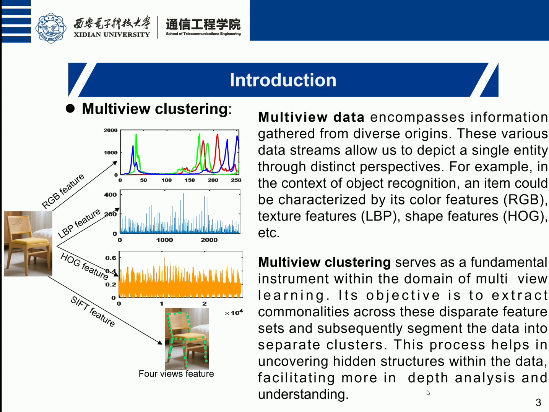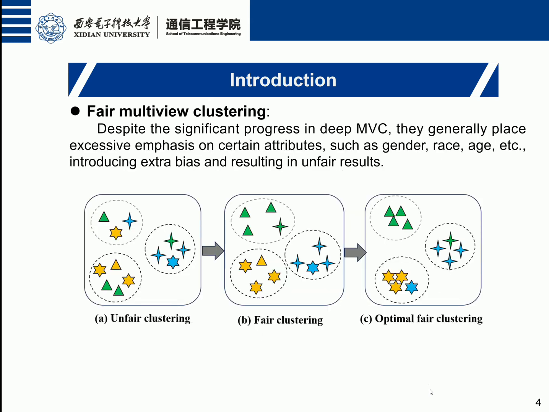Its goal is to find the consistent structure in multi-view data and, in this way, to classify the multi-view data into different groups. Existing multi-view clustering ignores sensitive attributes such as gender, race, age, etc., introducing additional bias and leading to unfair results. Fair multi-view clustering aims to address these challenges.